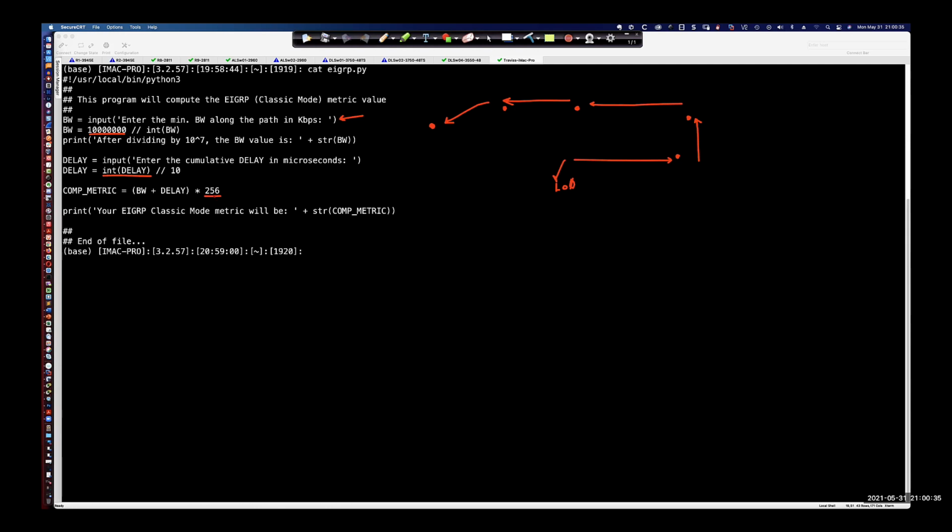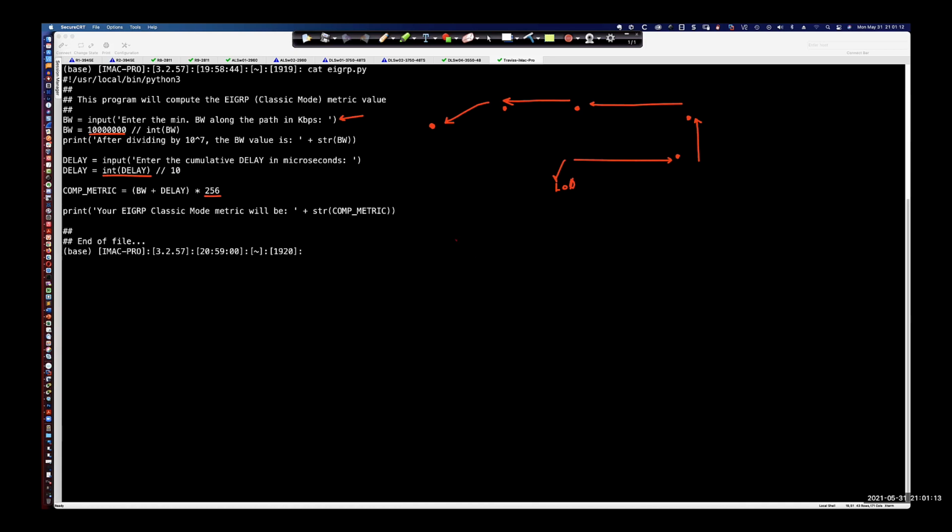So it's a big, scary equation when you look at it, but when only K1, the bandwidth, and K3, the delay, are being evaluated to give you the composite metric, then all you need are those two values. You can simply take 10 to the 7, 1 followed by 7 zeros, divide that by the bandwidth in kilobits per second, take the delay, divide by 10, take the results from those two operations, add them together, multiply by 256. Now, you might be wondering, why are we multiplying by 256?